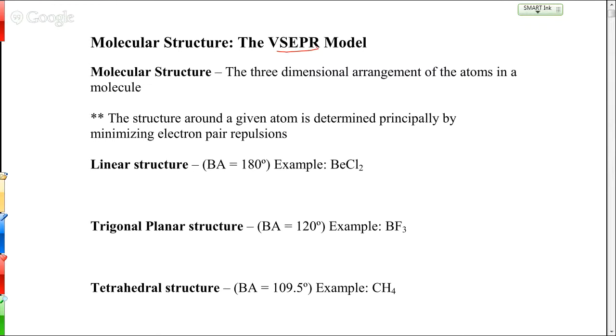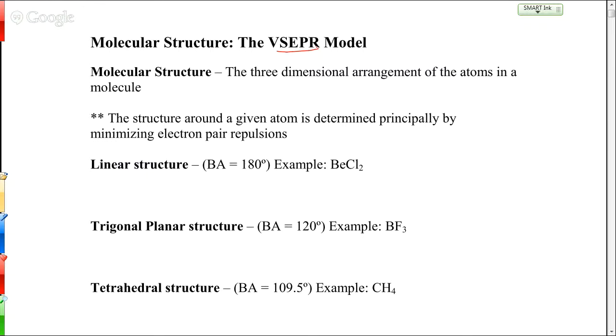So this is a theory. This is a model. This is a way to explain why molecules take the shapes that they do, and it doesn't always work. It works very well for some types of structures, as we'll see, and then it breaks down for some other types of structures, as we'll also see. So first, we'll start with the simplest one, the linear structure.